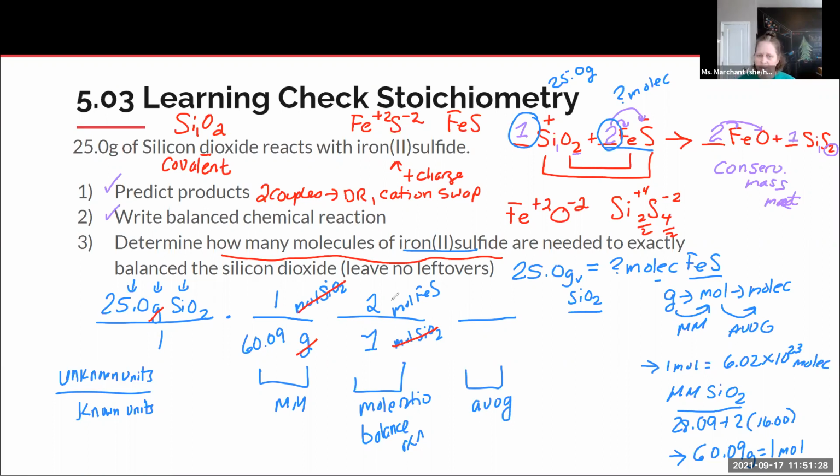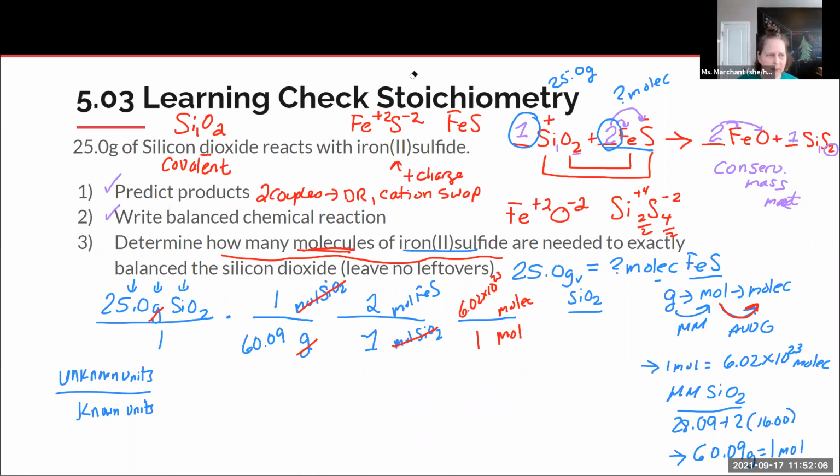So now I have my answer in moles of iron sulfide, but I want to know molecules. Same thing works. I'm now going from moles to molecules. I use Avogadro's. Moles is my known, so moles goes on the bottom. Molecules is my unknown, so it goes on the top. In 1 mole, there's 6.02 times 10 to the 23rd molecules. All right, so now I have that whole long equation. Let me clear off some of this bottom here so that we can see when I smush it all together.